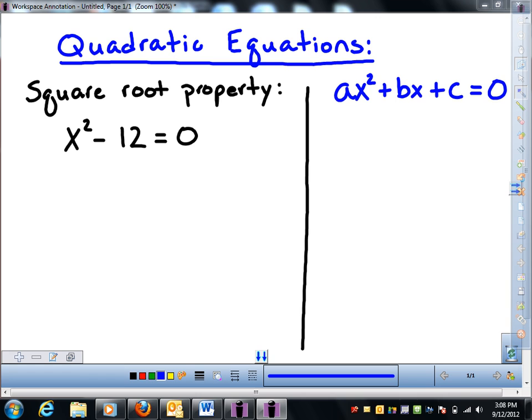Quadratic equations. A typical quadratic equation, and I've set up our screen here so we can see a couple of different things, but a typical generic quadratic equation looks like this. Ax squared plus bx plus c equals 0, where the a, the b, and the c, all they do is represent numbers. Our variables in this case are the x, and we have it set equal to 0.